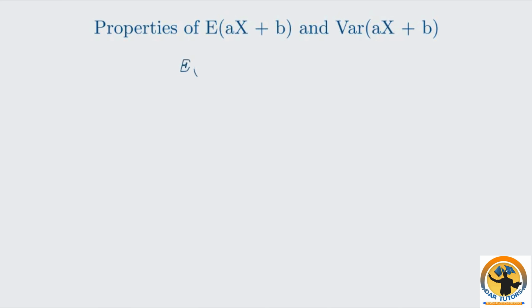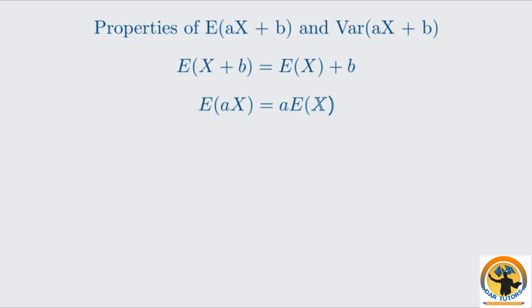For expectation, or mean, a constant added to the variable simply adds to the mean. So, the expected value of x plus a constant b is the expected value of x plus b. Multiplying the variable by a constant a also multiplies the mean by a. The expected value of a times x is a times the expected value of x. Combining these, we get the general formula. The expected value of ax plus b is a times the expected value of x plus b.